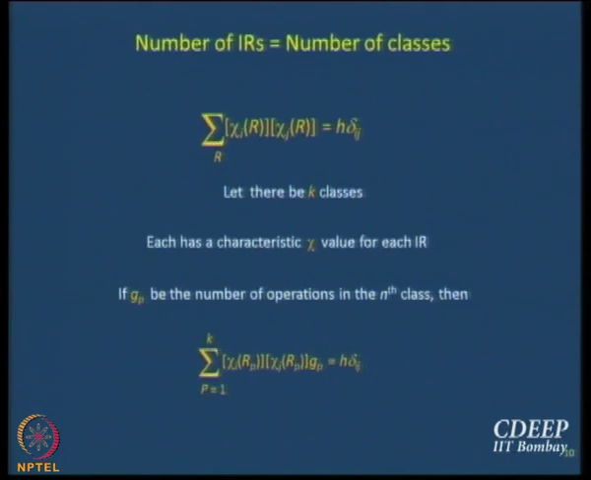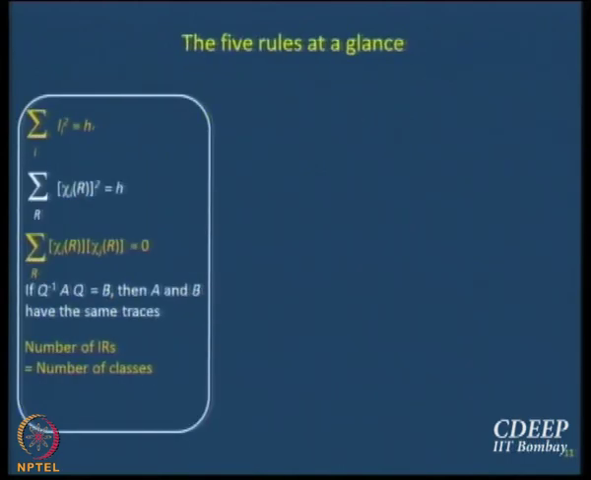So you have 5 relationships. What are the 5 things that we need to work with? These. First is sum over I Li square equal to H. Second, sum over R chi IR mod square, actually, remember, don't forget that we can have and we will have complex quantities, is equal to H. Sum over R chi IR chi JR equal to 0. Here also you should write the complex conjugate because there can be complex quantities. Then same class means same character within the same irreducible representation. Finally, number of irreducible representations is equal to number of classes.